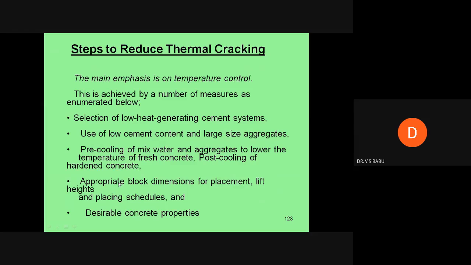Next, appropriate block dimensions for the placement. Don't go for very lengthy structures. Don't go for massive structures, that means in thickness and length. You have to give thorough provision for movement, that means contraction joints and expansion joints, you have to leave them, because if you go to a long lengthy road, contraction and expansion will generally take place.